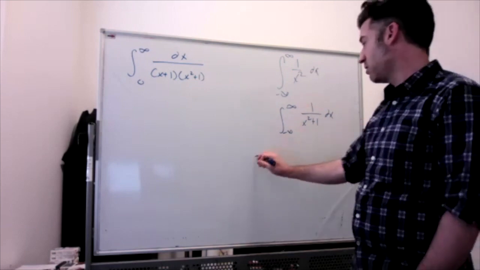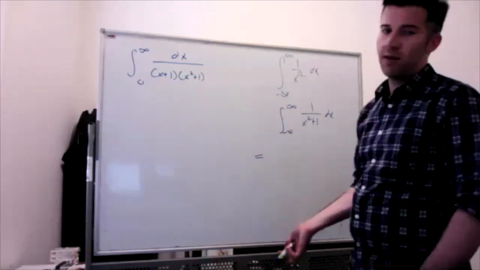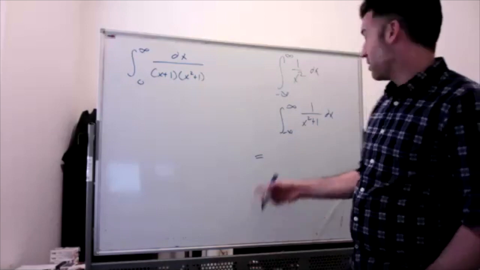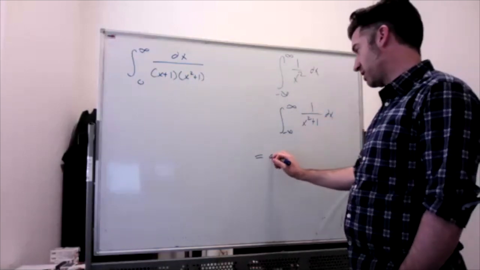This integral here is... So we know that the integral of 1 over x squared plus 1 is the arctangent of x.